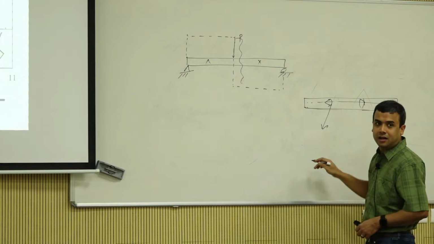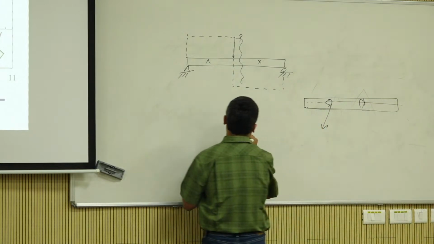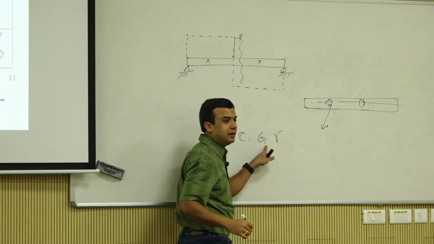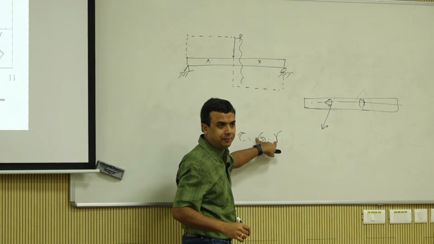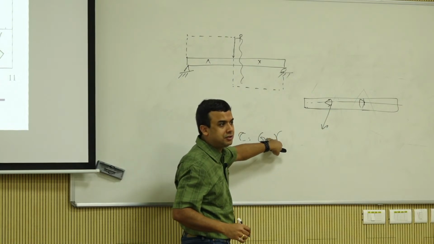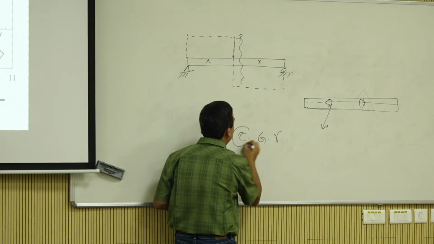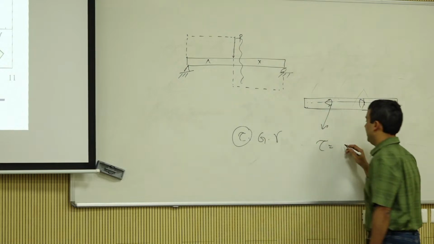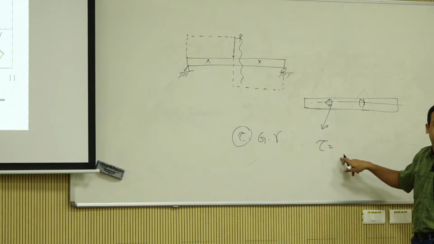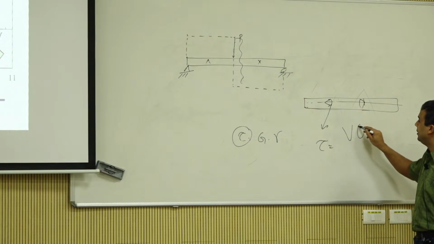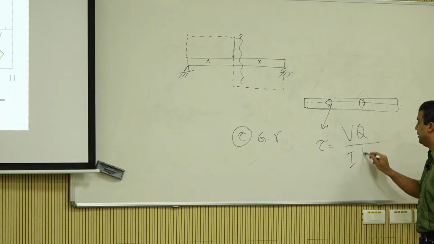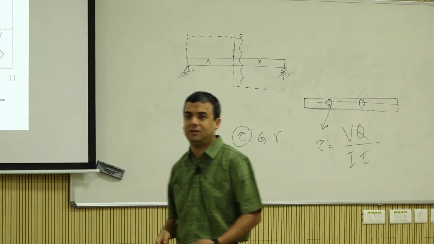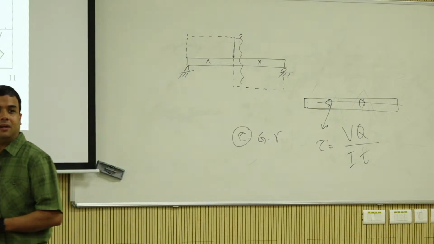From shear strain to shear stress, how do you do that? So tau is equal to G times gamma, shear modulus times shear strain, and shear force to tau, remember the equation. Shear force to tau: V over IT, remember that, or IB, however you are taught. I think you are taught IB or something, right?